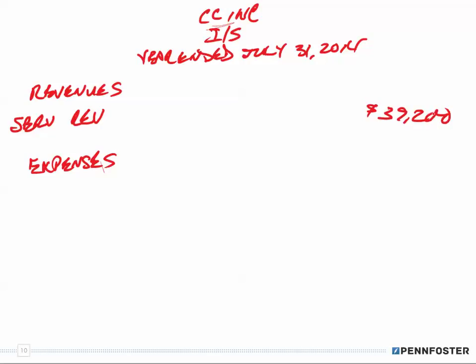Okay, so that's 39,200. Now, as I said before, for the expenses, they want us to list them from highest to lowest, and generally you do. But there is a little leeway in this, in that when you're creating your chart of accounts, and if for some reason you add an account, you're always trying to put the account in where it makes the most amount of sense.